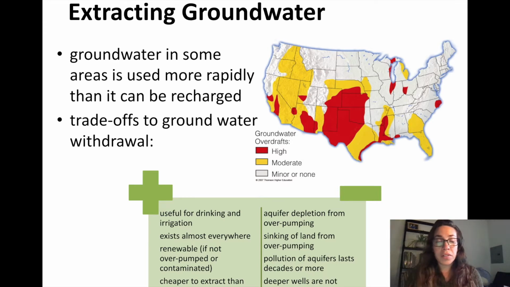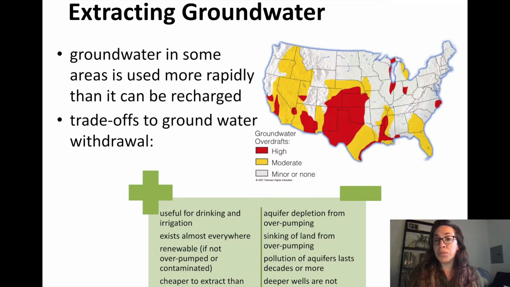Because surface water is always moving, you kind of need to stop it to be able to access it. Groundwater is moving very, very slowly. And so it's very easy to access by just drilling down. But the negatives are we are over-depleting our aquifers. That's going to result in the sinking of land from overpumping. I'll show you a picture of that in just a moment.